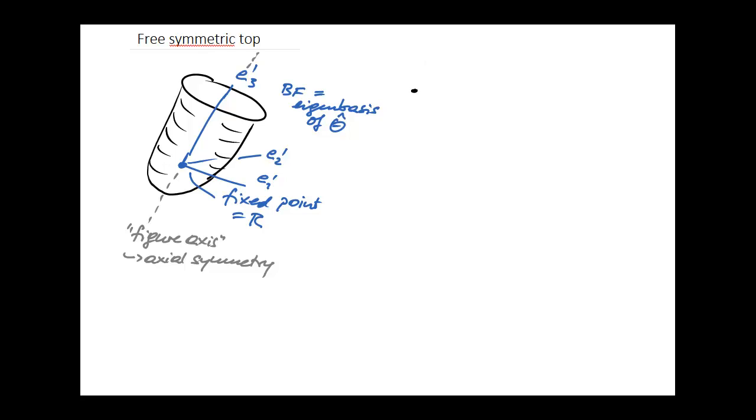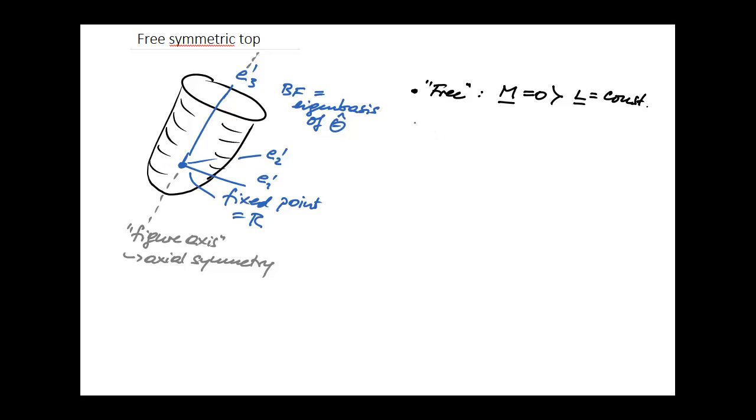The fact that the top is free means, as in the case of the free rotation around the principal axis that we had discussed last week, that there is no external moment of force acting on the top. This is zero, and as a consequence, the angular momentum of the top is conserved.